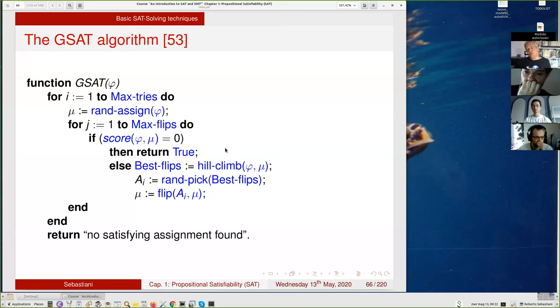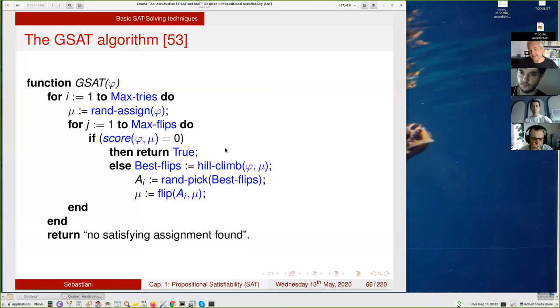Otherwise, you do what is called the hill climbing procedure, which means you select the list of literals in your current assignment such that flipping that literal would give you the best gain in the score, allowing you to improve. You check that if I flip this literal, I will reduce the number of unsatisfied clauses compared to the current one, and you get the list of those which cause the best improvement. Probably there are many of them. Notice that the best improvement can be zero.